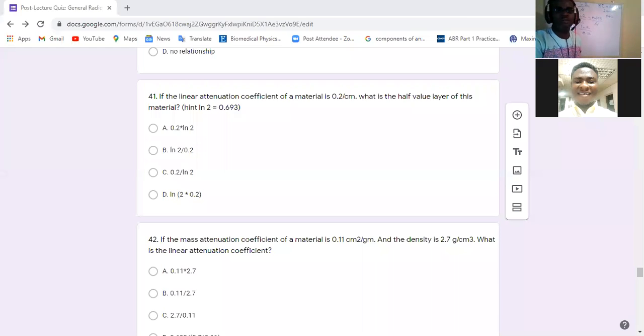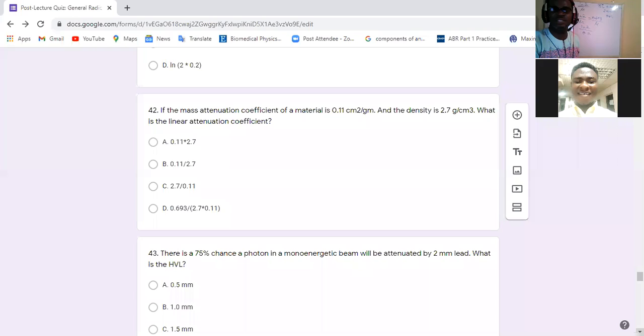But still, if the mass attenuation coefficient of the material is this, and the density, of course, we should know the relationship between mass attenuation coefficient and linear attenuation coefficient. Mass attenuation coefficient is the linear attenuation coefficient divided by density. So for this one, it is 0.11 centimeter squared per gram over 2.7. So B. Yes, sir. So 43, we've seen this question before.